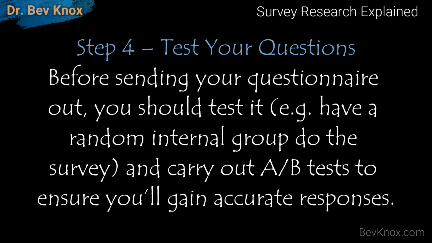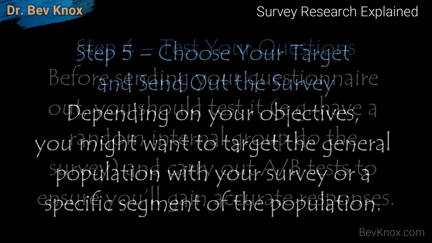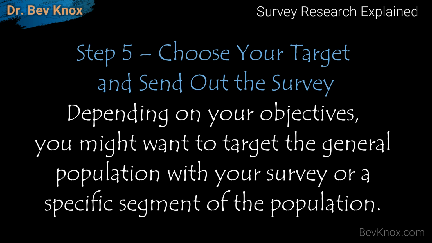Step number 4, test your questions. Before sending your questionnaire out, you should test it. Have a random internal group do the survey and carry out A/B tests to ensure you'll gain accurate responses. And step number 5, choose your target and send out the survey. Depending on your objectives, you might want to target the general population with your survey or a specific segment of the population. Once you've narrowed down who you want to target, it's time to send out the survey.